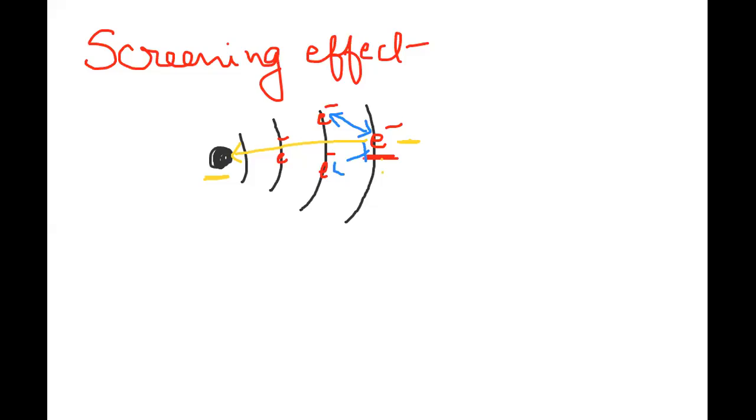In some books you will find that the effective nuclear charge, Z effective, often marked with an asterisk, is equal to the nuclear charge Z minus S. The S stands for the screening constant. Every element will have its own, depending upon the number of electrons in the inner shells. Now, this is the screening effect, if you have understood.